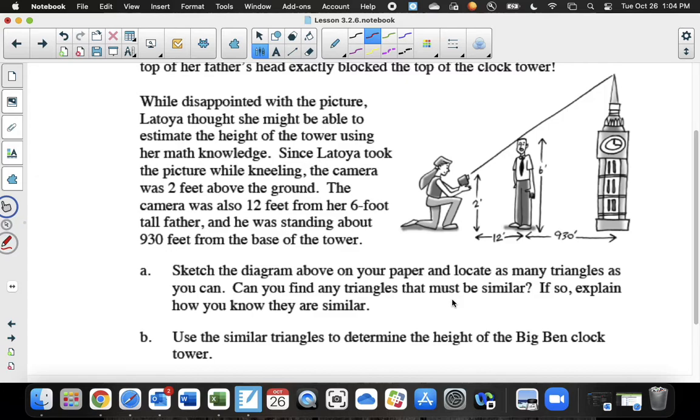Where in this picture would I draw in a line that would then create two similar triangles that I can then work with? Where can I draw a line in here?